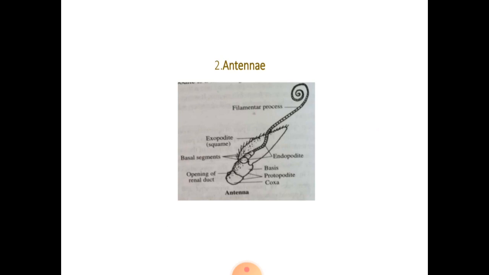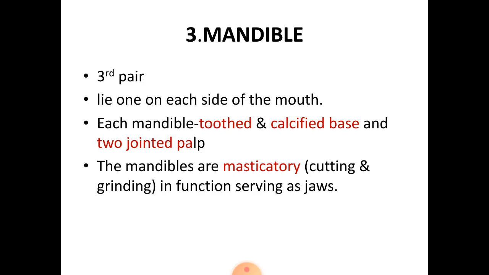You can see in this picture the exopodite is in the form of a broad structure that is known as squame, and the endopodite is filamentous. And there is an opening for the renal duct, and the protopodite consists of basis and coxa.